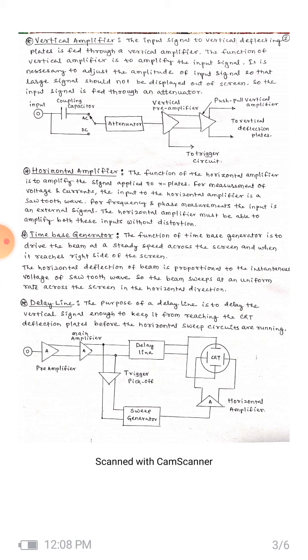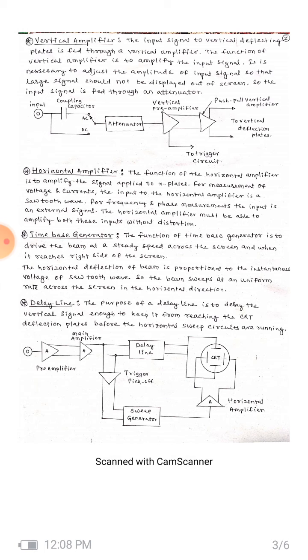It is necessary to adjust the amplitude of the input signal so that a large signal should not be displayed out of the screen. So the input signal is fed through an attenuator. That is the main purpose of the attenuator here. Because as we amplify the signal, that signal should not cross the screen. The large signal should not be displayed out of the screen. That is the reason we use an attenuator, as you can see in the block diagram.